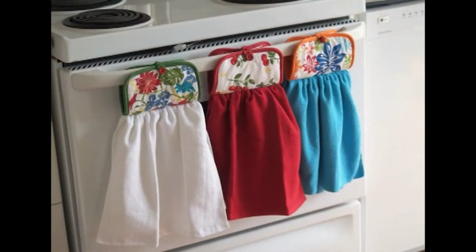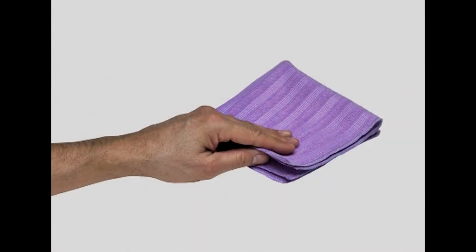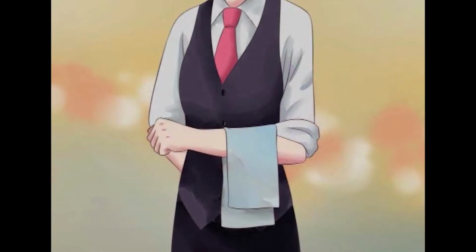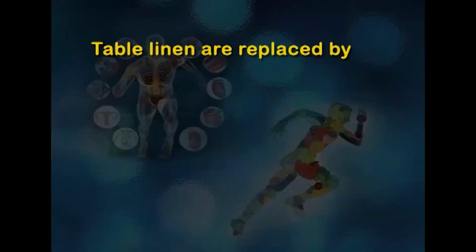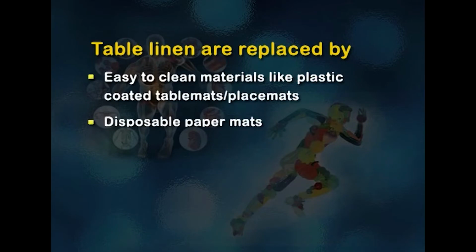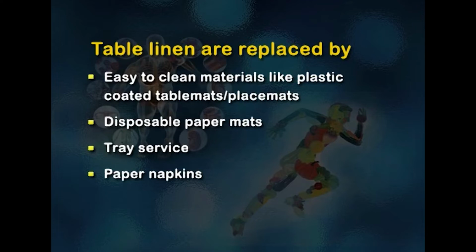Since these cloths need to be changed every day, the efficient way to utilize them is to distribute 2 dusters and a kitchen cloth to each staff member working in kitchen and serving areas, so that they are responsible for them and use only their own cloths for their work, replacing whenever required. In larger establishments, the used cloths are centrally laundered every day and fresh cloths are issued each morning. Nowadays, table linen is being replaced by easy to clean materials like plastic coated table mats or placemats, disposable paper mats, tray service, paper napkins.